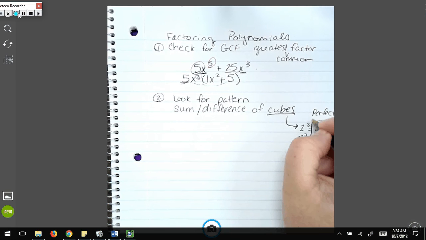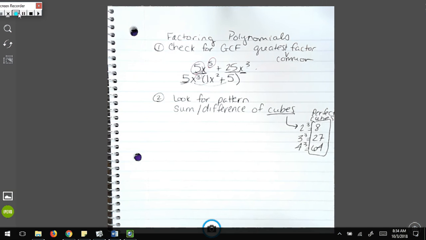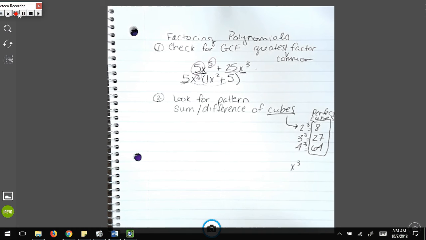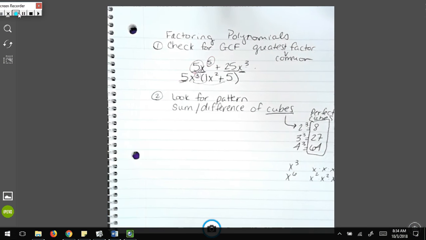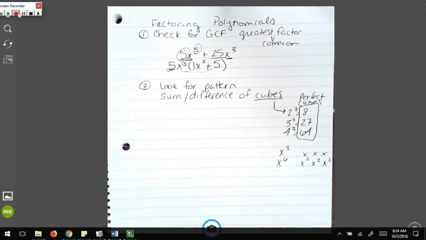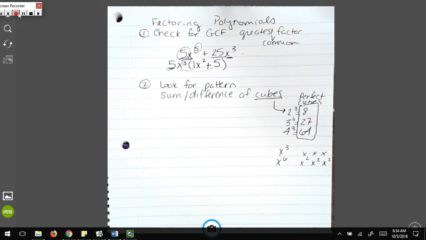Now, they can also be variables, okay? Things like x to the 3rd is a perfect cube because x times x times x is x to the 3rd. X to the 6th is a perfect cube because x squared times x squared times x squared gives you x to the 6th, okay? Sorry. All right, so we have to identify that first. So this is just a pattern that you kind of plug and chug and remember as you go through.